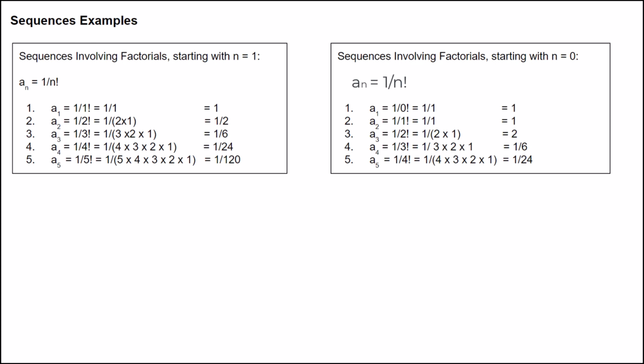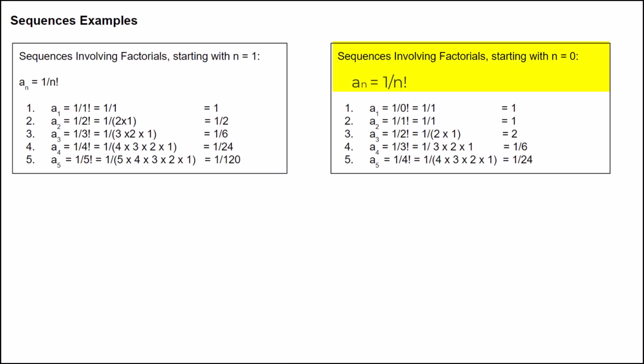In the first case, we have 1 over 1 factorial. Since 1 factorial is equal to 1, we have 1 over 1, or 1 for the first term. The second term would be 1 over 2 factorial, which would give us 1 over 2 times 1, which is equal to 1 over 2. I think you see where this is going, so let's take a look at the 5th term, 1 over 5 factorial. That gives us 1 over 5 times 4 times 3 times 2 times 1, or 1 over 120.